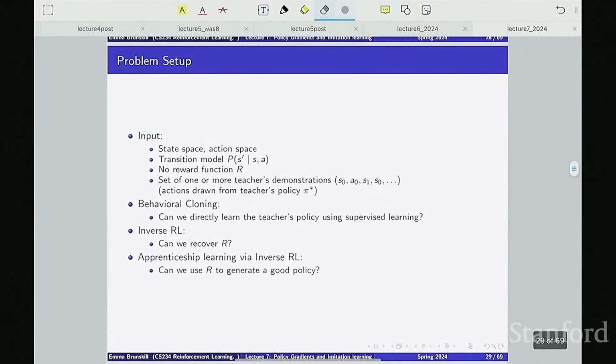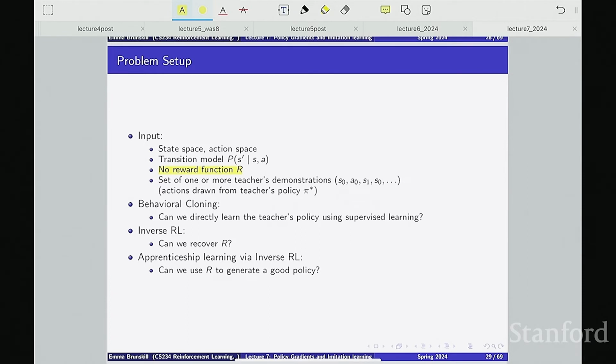So what's the setup for the rest of today? The setup is that we still have a state space and an action space. We're going to assume there's some transition model. And there's a reward function, but we don't know it. So there might be a reward function, but we don't know it. So there's nothing explicit here. There are no explicit rewards, and we have this set of demonstrations.